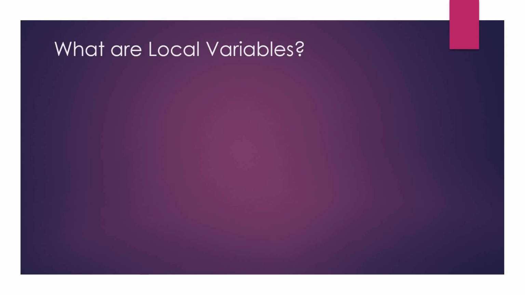Now we look into what local variables are, what global variables are, how to use them, and we'll try to create a small sample function to have a better understanding. What are local variables? Local variables are declared inside the function body. So its scope is finite and hence it cannot be used outside the function body. That's why they are termed local variables.